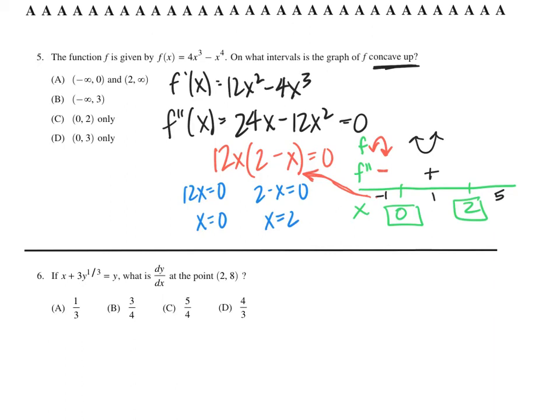And 5, if I were to plug in my 5 to my second derivative, I'm left with a 2 minus 5, which is negative, times a positive, would make my second derivative negative. Again, if my second derivative is negative, my function is concave down. They asked, where is my function concave up? So that will be this area from 0 to 2. Answer C.